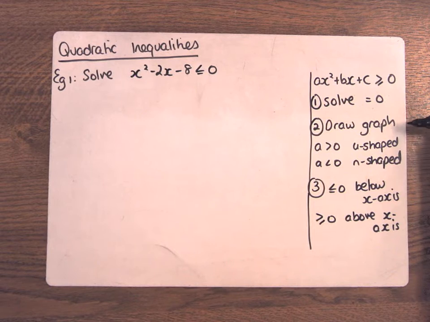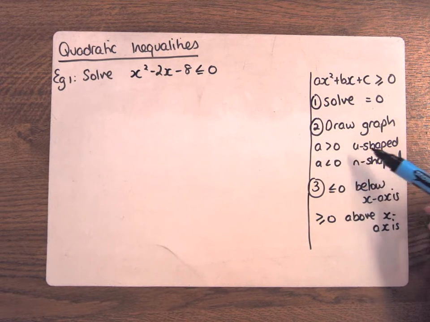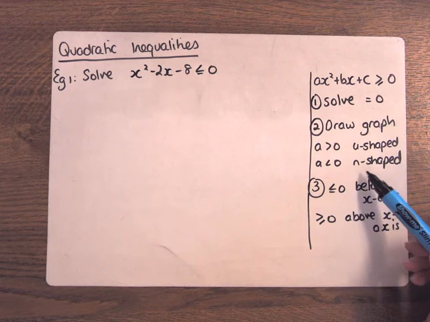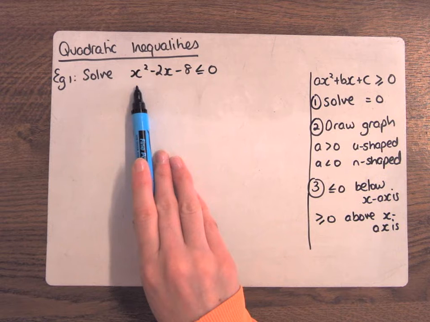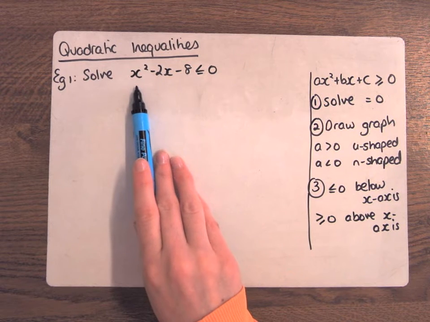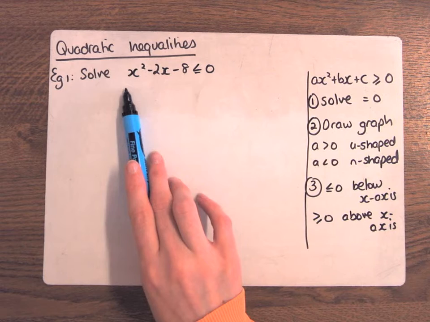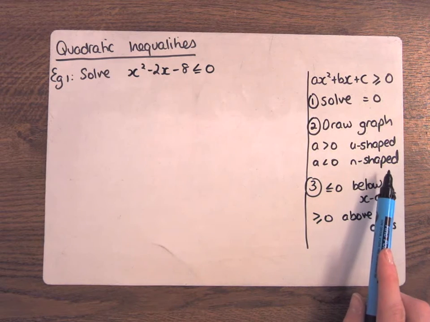Then you draw the graph of it. If the number with the x squared is bigger than 0, you know it's a U-shaped graph. And if the number with the x squared is less than 0, you know it's an N-shaped graph. What shaped graph is this? U. Because the number with the x squared is positive. That's what that means. If that's positive, it's U-shaped. If it's negative, it's N-shaped.